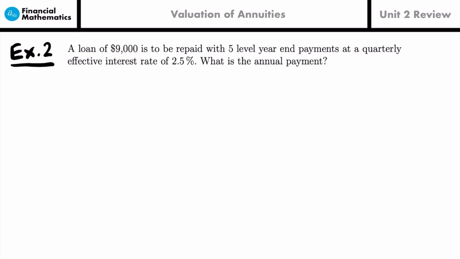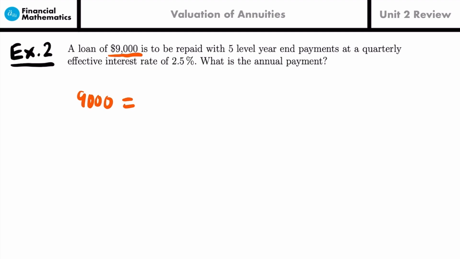Whenever you are talking about a loan or a debt or anything that you are taking out today, you take it out immediately, you get that money now, and you're repaying it, you're paying it off over time. That loan amount or that debt is always valued at time 0, so it's a present value. All right, so what we know in this case is that $9,000 is the present value of our annuity.